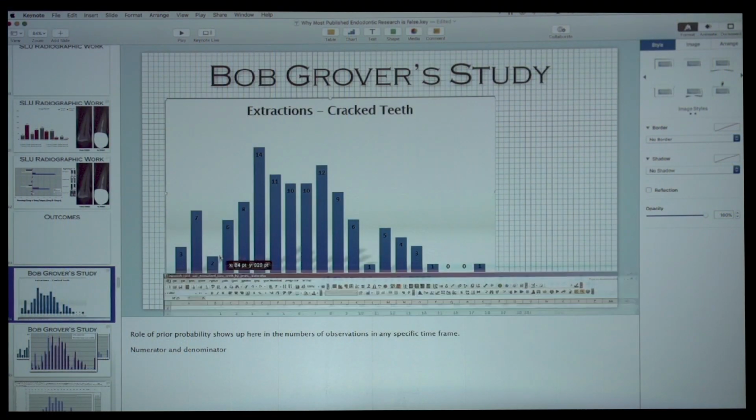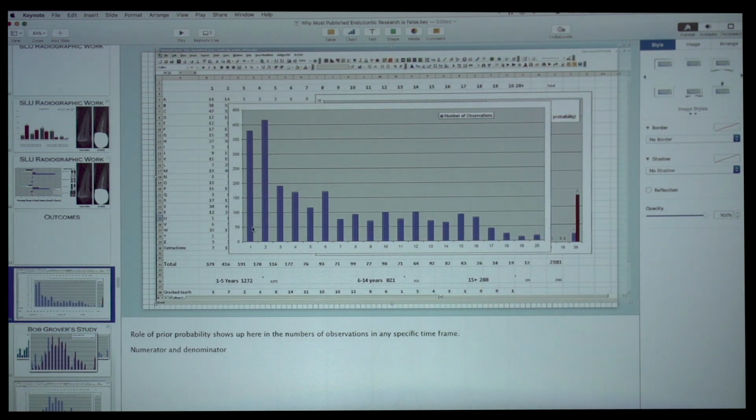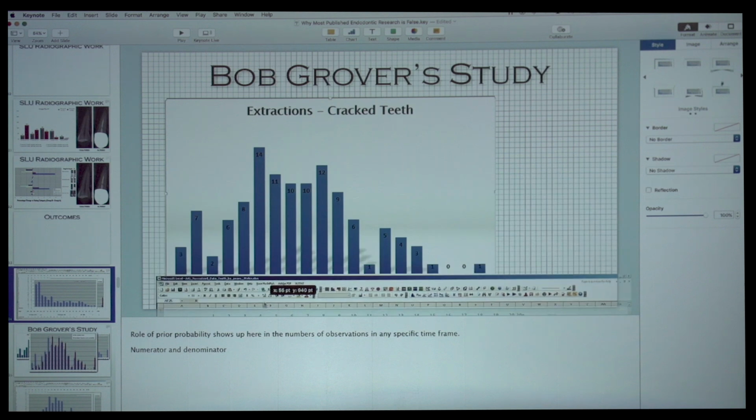If 10% of the teeth were cracked and we observed 100 teeth every year, we'd see how many cracked teeth a year? 10, right? If in the first year we observed 700 teeth and 10% were cracked, we're going to observe 70 cracked teeth. And out here at year 20, we observed 20 teeth and only 1 was cracked. So the prior probability issue that Bob had was what was the base rate of the number of observations per year. And when you do that, I ran the data. So here's the actual number of observations. In year 1, he had 375 observations. In year 2, he had 400 observations. So there were 400 teeth at year 2 and 7 cracked.